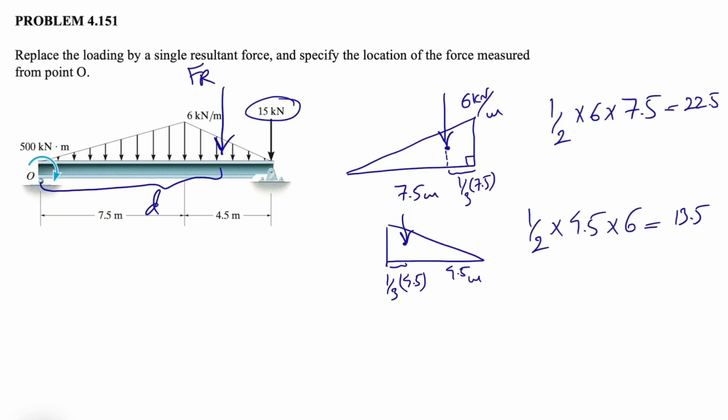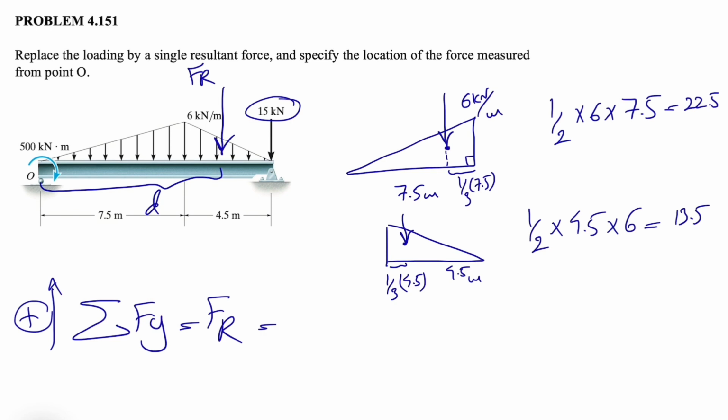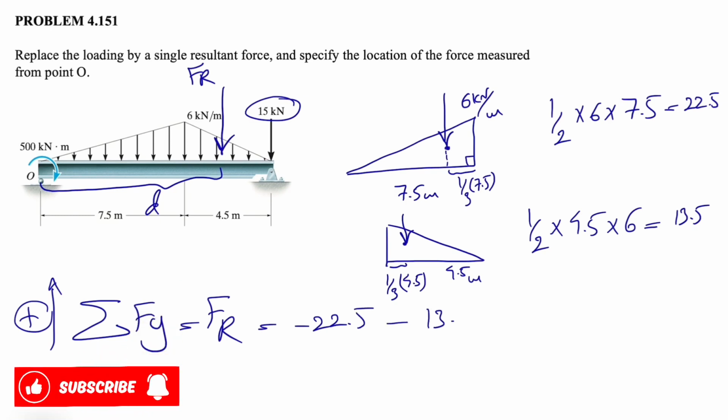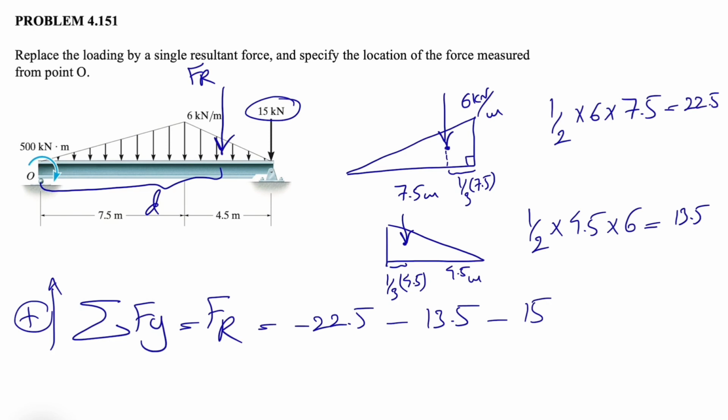So let's start with the sum of all forces in y direction, which would be our Fr, since there is no force in x direction. We have the force from the left triangle, which was 22.5, and obviously negative, and 13.5 for the other one, and the 15 kilonewton force at the other end, and this gives us 51 kilonewton, and the direction would be downward. Now we found the magnitude of this force.